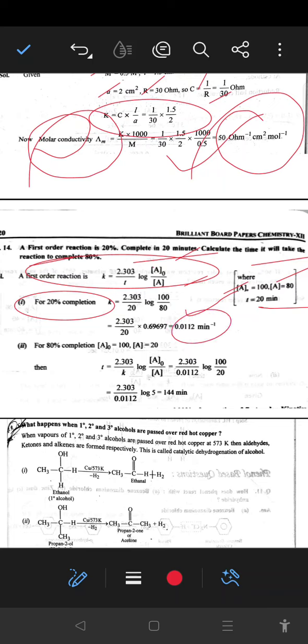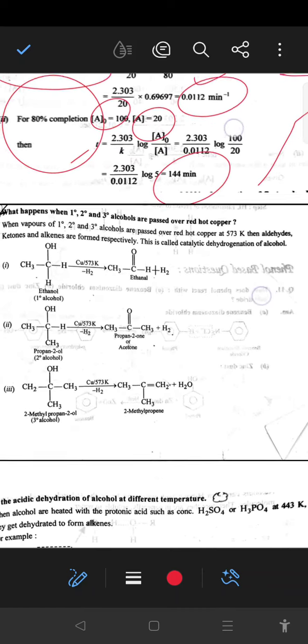In the second step, for 80% completion, A naught is 100 and A is 100 minus 80, which is 20. So time t will come, on solving, to 144 minutes. So this is the numerical.